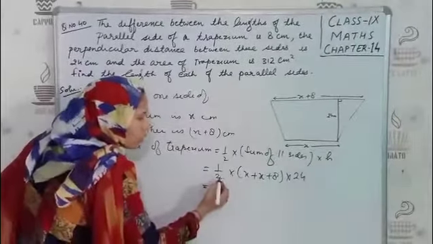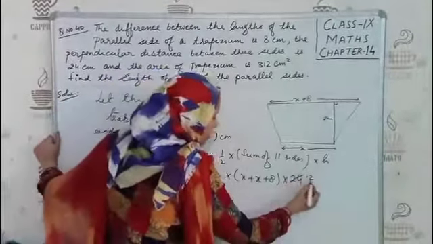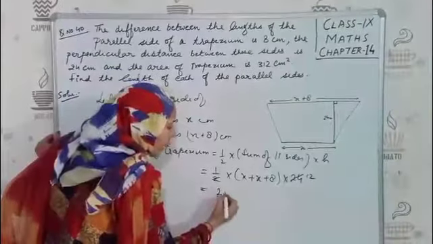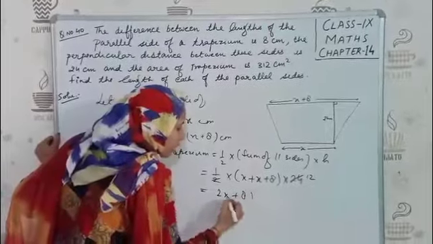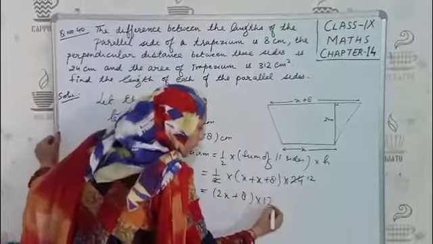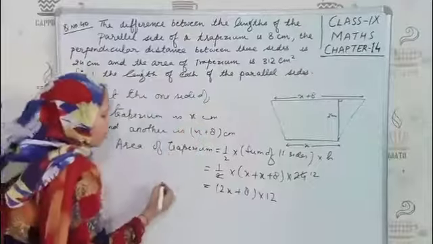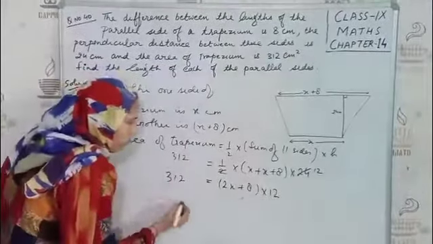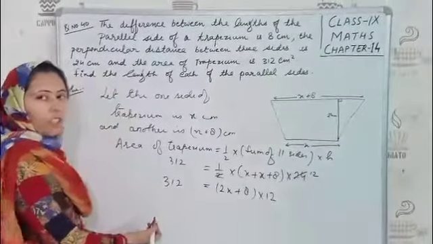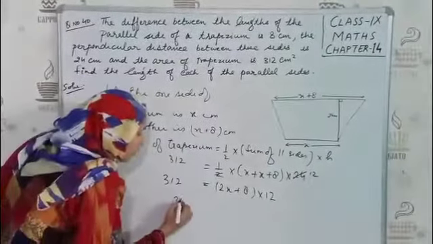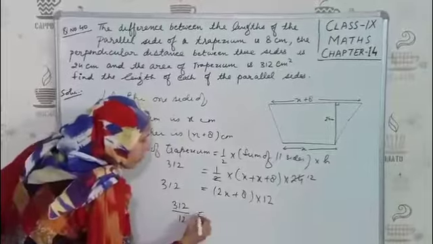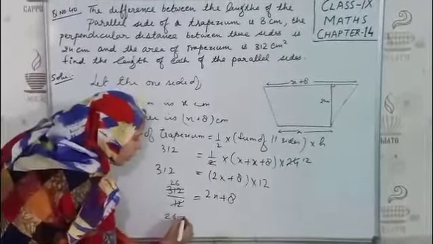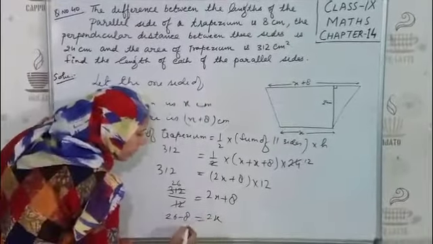It is equal to 2 1s are 2, 2 12s are 24. x plus x is 2x plus 8 into 12, and area is given. It is 312 centimeter square. Multiplication में equals किस तरफ आया था? 12 भी है division. 312 upon 12 is equal to 2x plus 8. 26 minus 8 is equal to 2x.